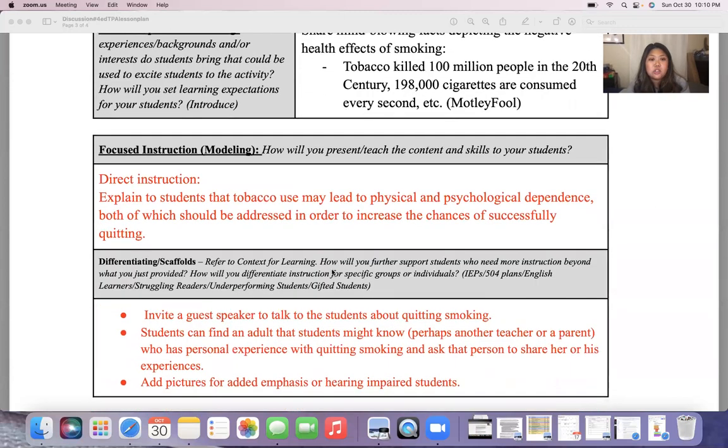Our focused instruction, so how we will be teaching it to our students, we put direct instruction, just explaining to students that tobacco use may lead to physical and psychological dependence, both of which should be addressed in order to increase the chances of successfully quitting.